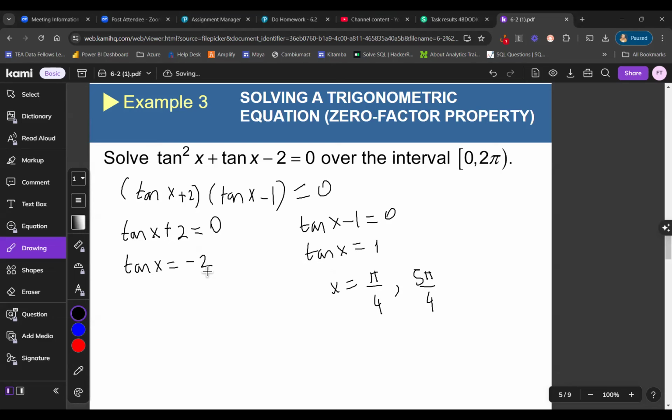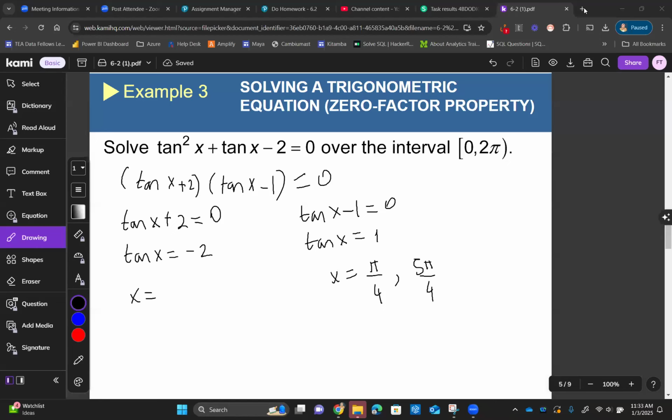And this is not something I actually know by heart. I don't know the angles whose tangent value is equal to negative 2. So I will have to use a calculator. So let's just go to Desmos together. I am going to stop sharing for a second, and then I'm going to share the whole screen so we can also see the decimals.